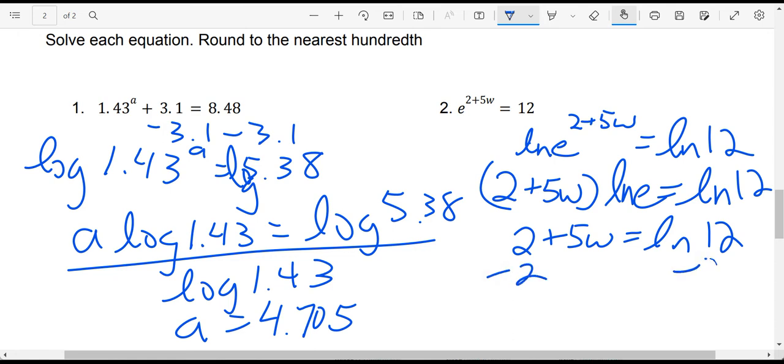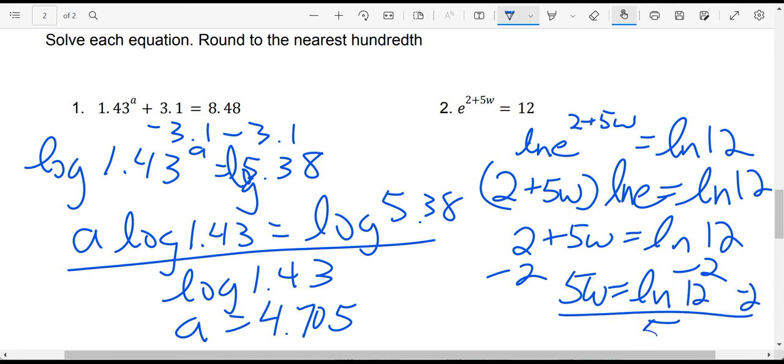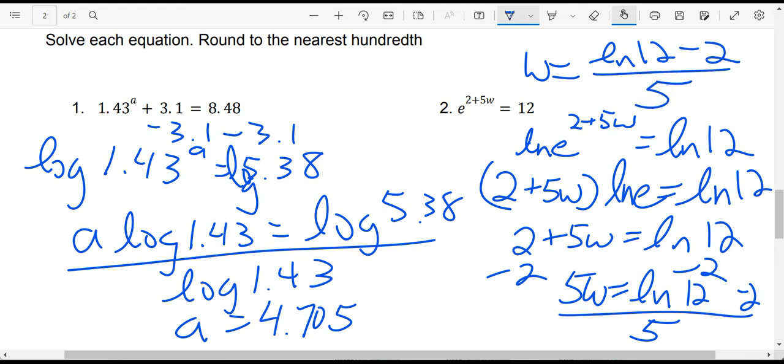Subtract 2, 5w equals ln of 12 minus 2. Divide by 5. Your answer is w equals ln 12 minus 2 all over 5. If you are putting that in your calculator, your answer would be 0.0969.